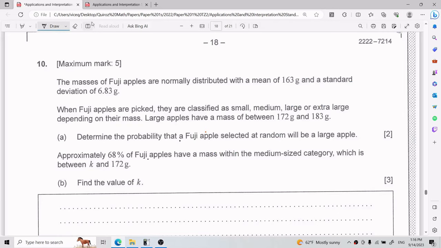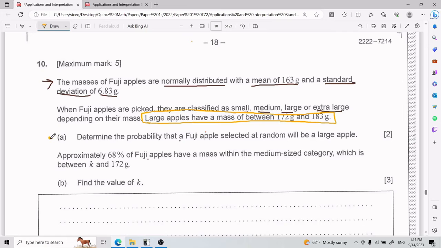And now for number 10, we have that the masses of Fuji apples are normally distributed, okay, with a mean of 163 grams and a standard deviation of 6.83 grams. They tell us that when Fuji apples are picked, they're classified as small, medium, large, or extra large, depending on their mass. Key information here. They tell us that large apples have a mass between 172 and 183. That sounds important.